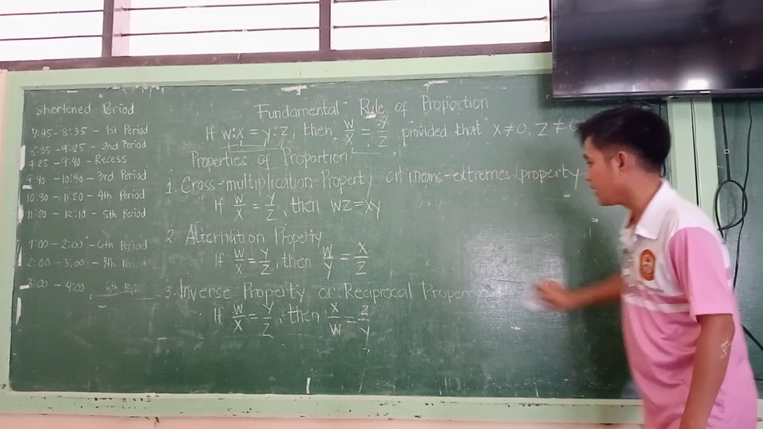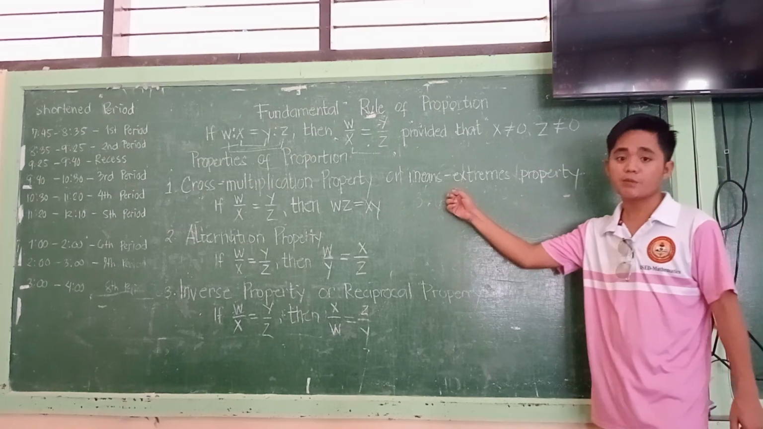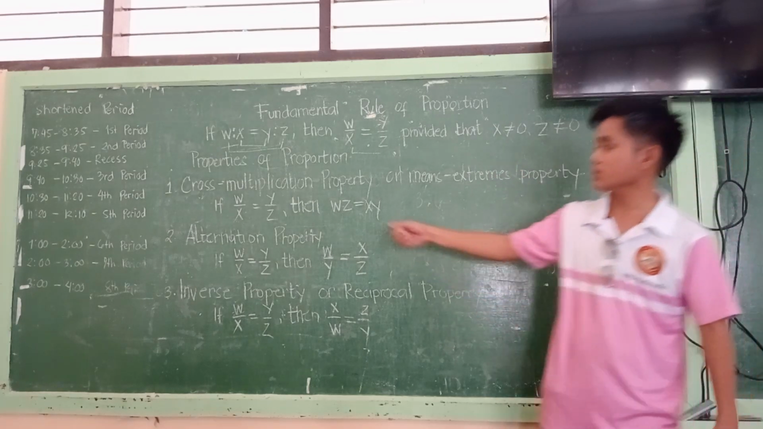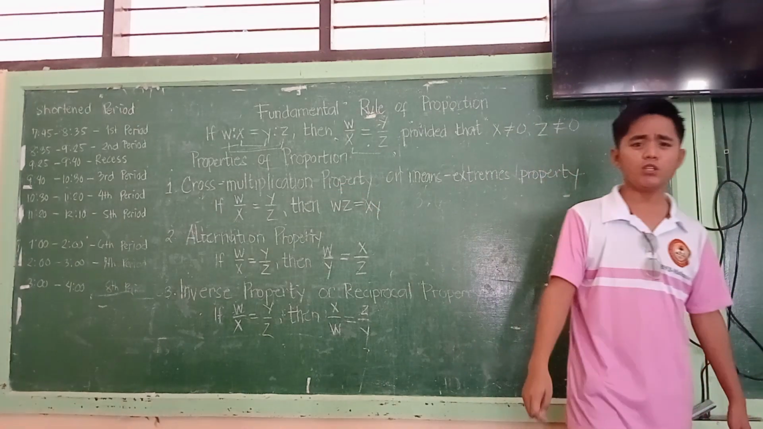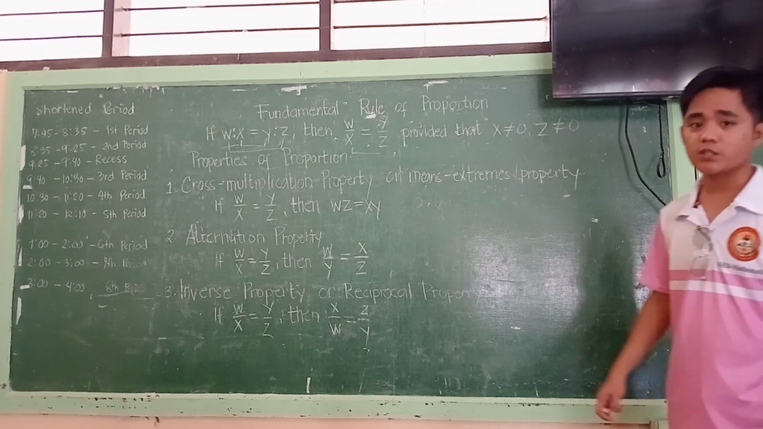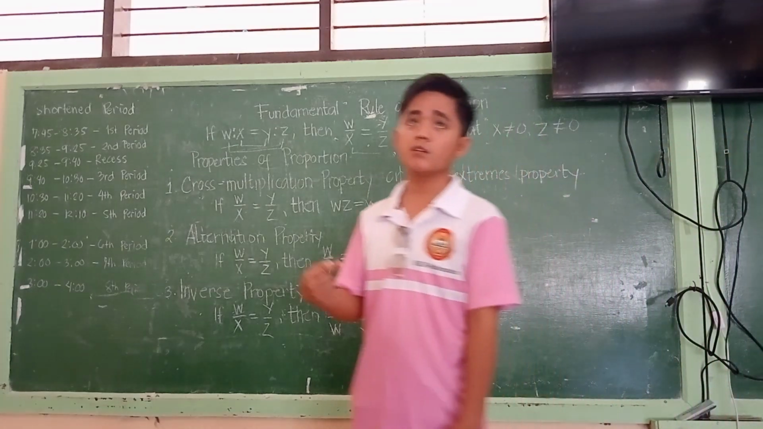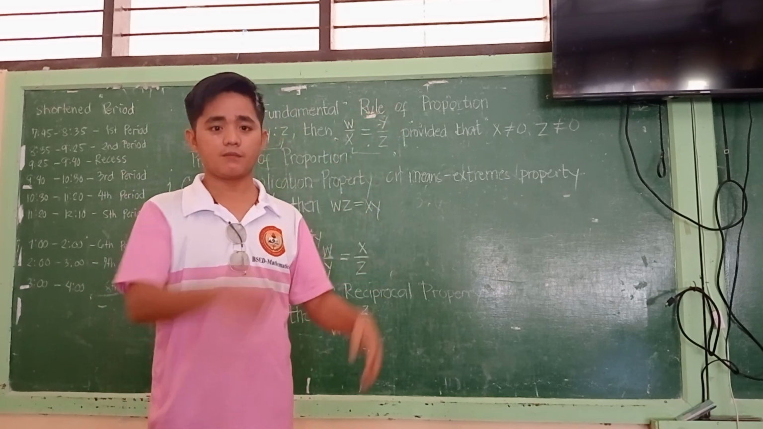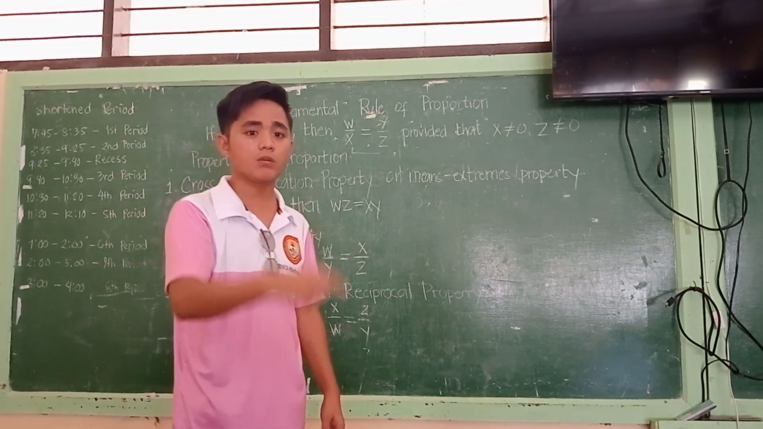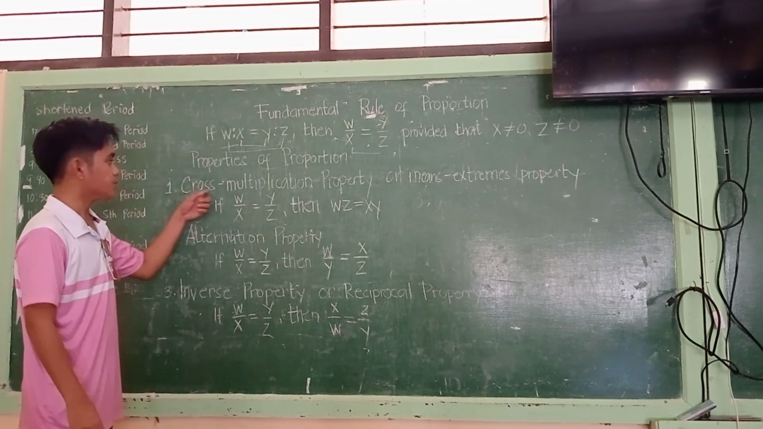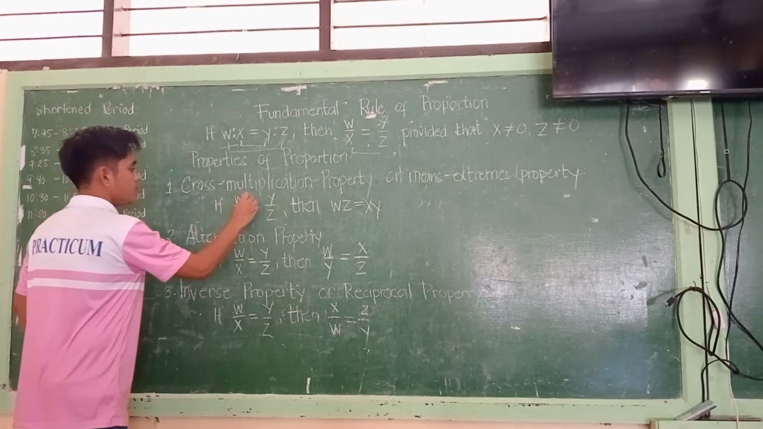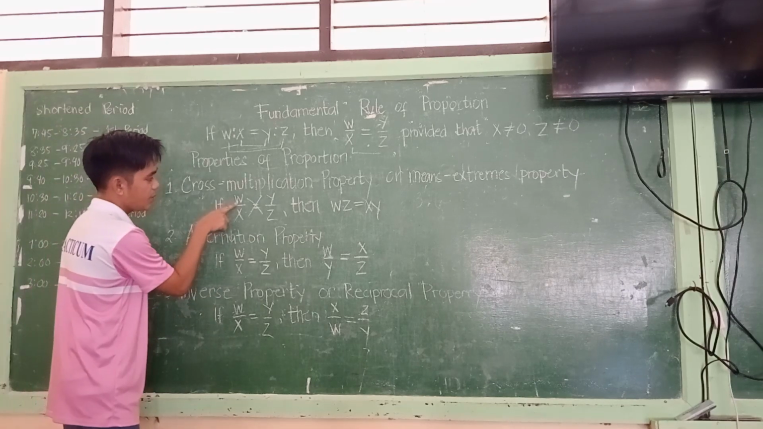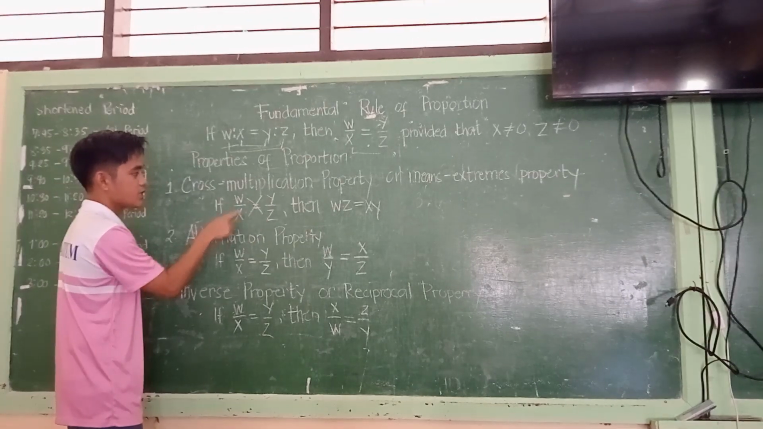Okay, next, since we are done explaining the means and extremes property, let us proceed to the cross multiplication property. What do you mean by cross multiplication property? It means that you're just going to multiply crosswise. You're just going to cross multiply. That is w times z and x times y.